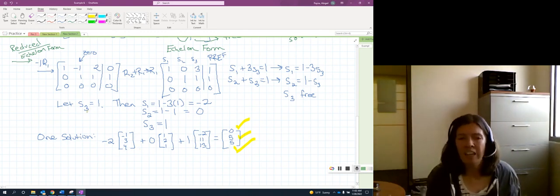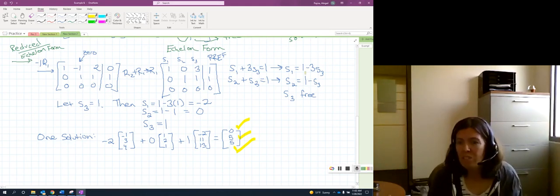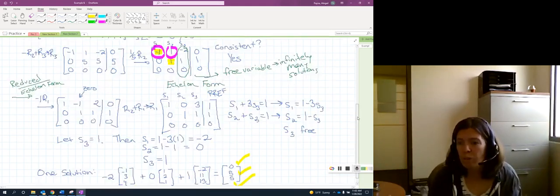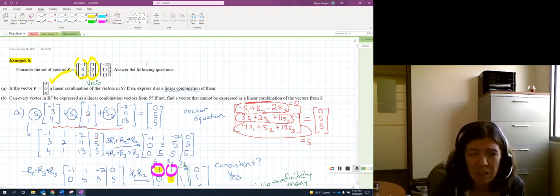If you were thinking, let S3 equal 0, by the way, then S1 is 1 and S2 is 1. And let me just point out, 1 times the first vector, this one, plus 1 times the second vector, if you add those together, you'd get 0, 5, 5. So that's another solution. And like I said, there are infinitely many.